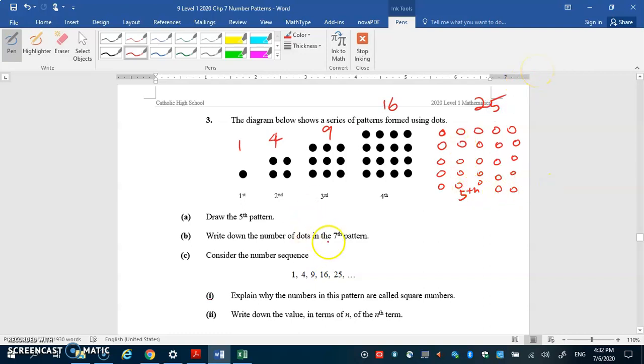Okay, so find the number of dots in the 7th pattern. Of course in the 7th pattern you will have 7 square dots, right? So that will be 49 dots. This one is very easy to see.